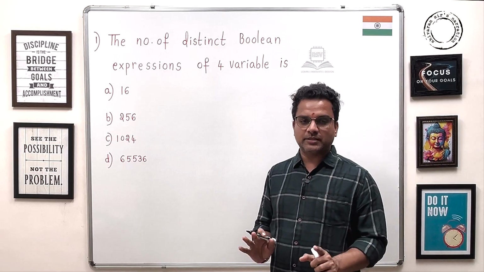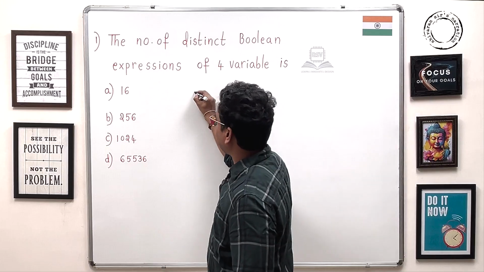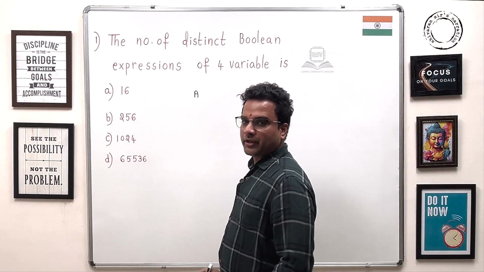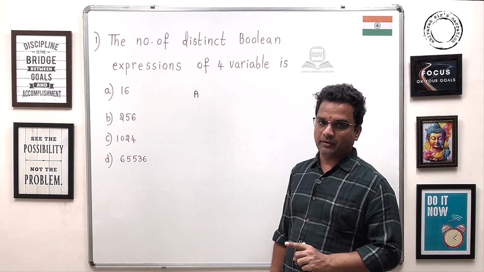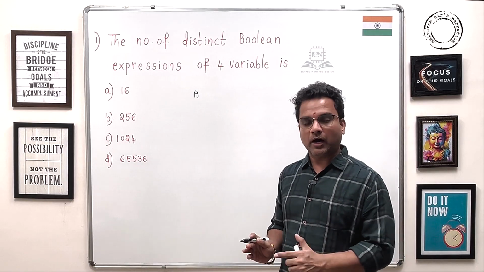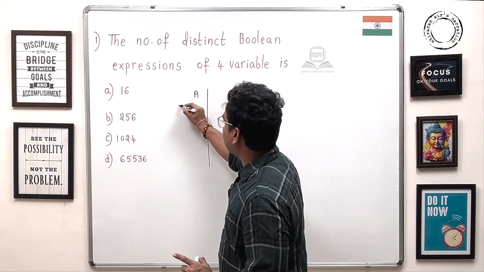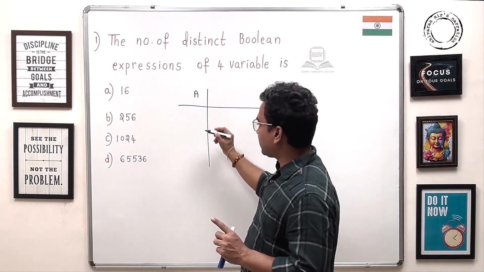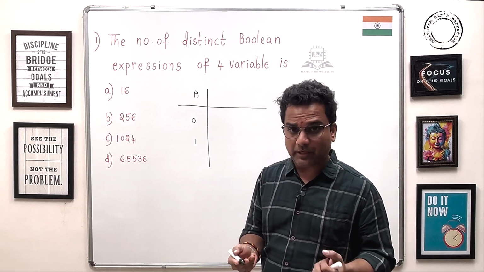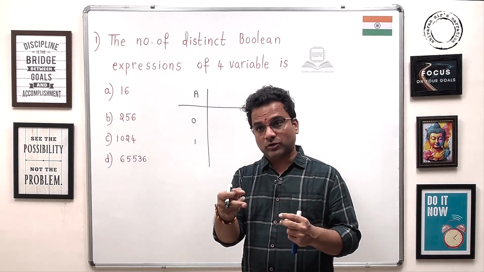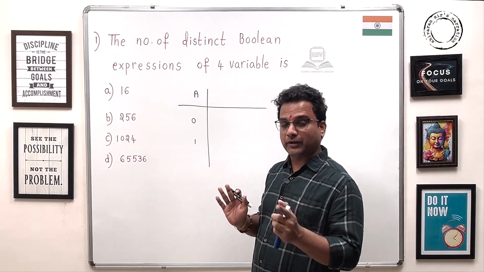Guys, let's consider only one variable, that is A. If it is the variable A, how many possibilities will be there? It could be either 0 or 1. So, I can say that if the variable is A, it could be 0 or 1. Similarly, if it is A, B, two variables: 0 0, 0 1, 1 0, 1 1. Okay? Now, let's see the functions.